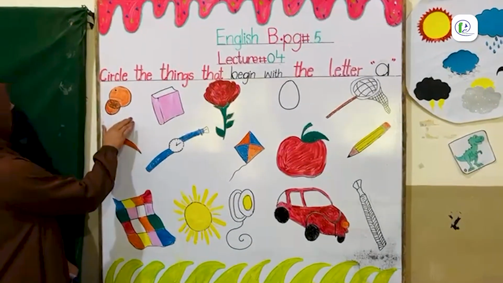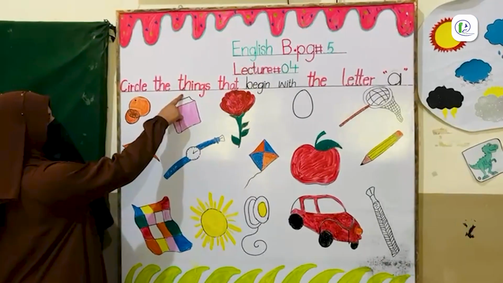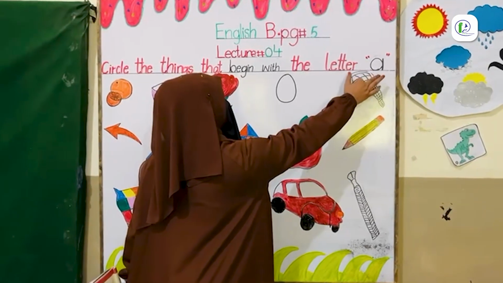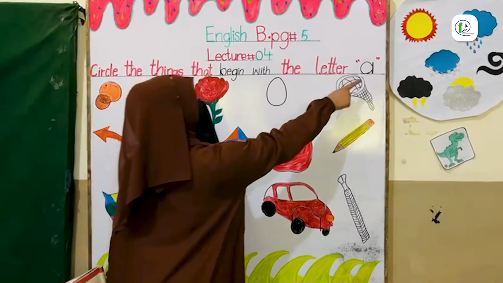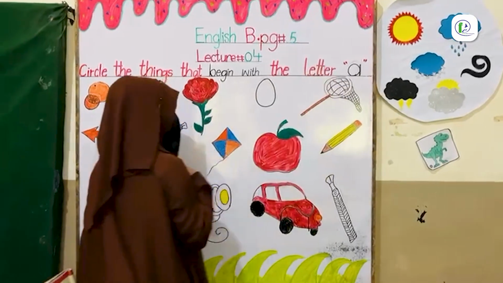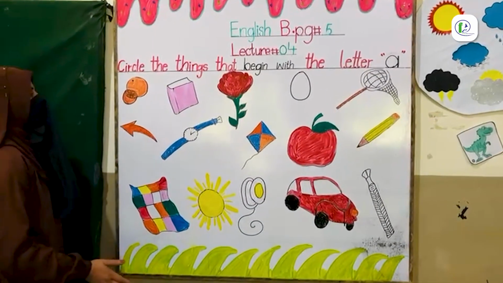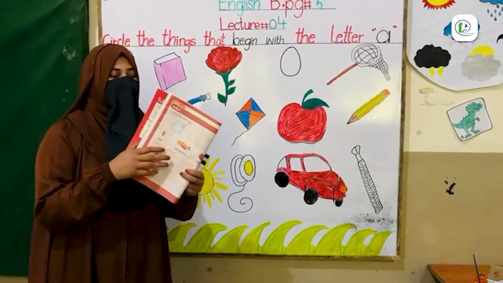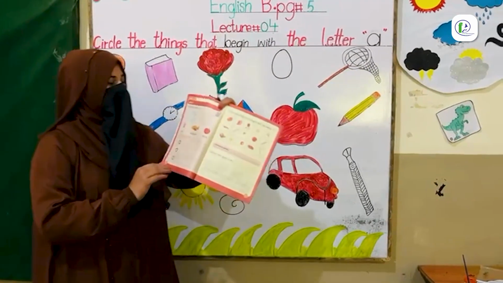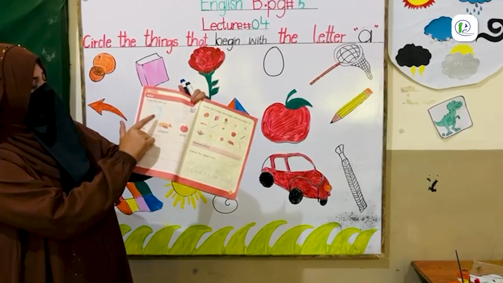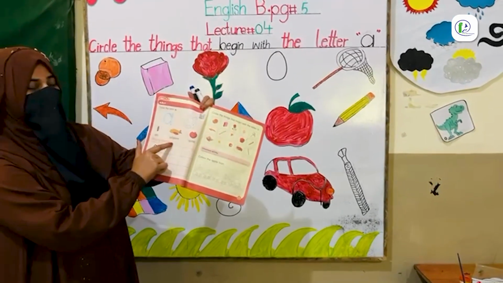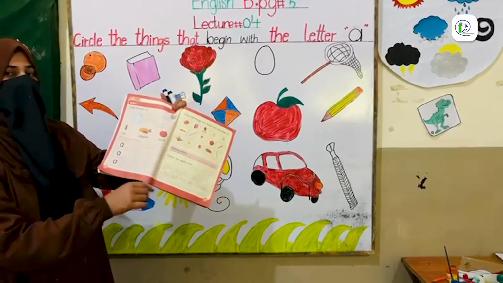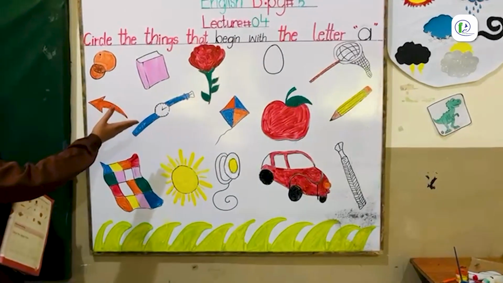Let's start today's activity. The activity is to circle the things that begin with the letter A. As you know very well, we have previously discussed the letter A. Let's do some clips from the previous lecture. Ant, an arrow, apple. Okay, move towards the activity.